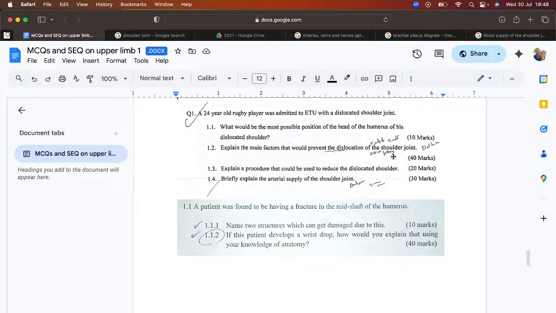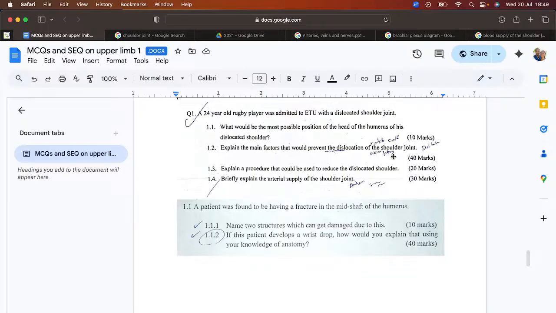You literally just need to say that the capsule is strong, preventing dislocations of the shoulder joint, but at the same time it's lax to allow all the movements possible around the shoulder joint. And then you talk about the 4 muscles.